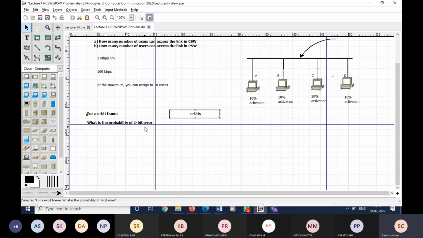Similarly, in general, if I ask what is the probability of j bit errors, same as before, instead of 1 we put j. N choose j into p raised to j into (1 minus p) raised to n minus j.